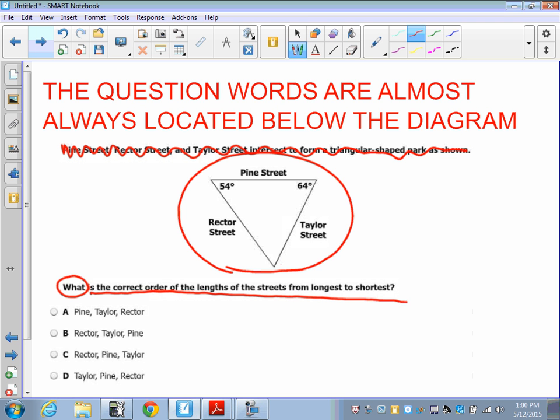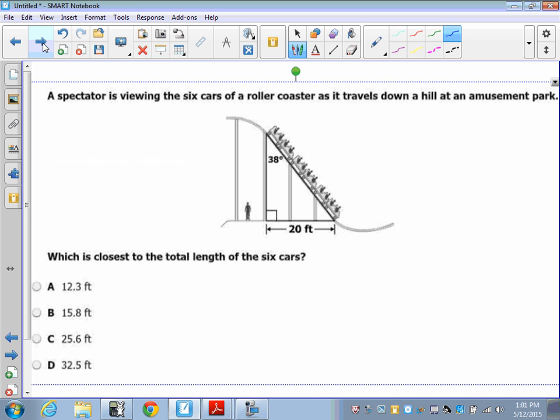Another thing that I mentioned was make sure that you answer what the question is asking. With this one here, the number one mistake people make is they put things out of order. So make sure you read those words longest to shortest. It tells you how you need to answer the problem. So here's another one where we find the word underneath the diagram, which is the closest to the total length of the 6 cars. We don't need this sentence.